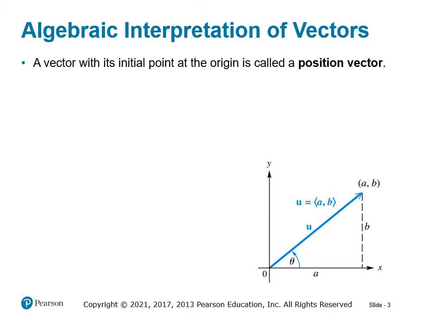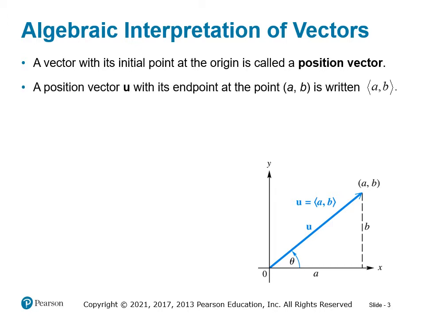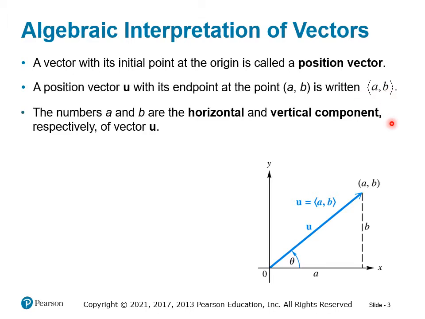A vector with its initial position at the origin is called a position vector. And here you can see vector u. A position vector with its endpoint at the point x equals a and y equals b, which you can see here, is written as vector AB. And you can see here instead of parentheses we have these basically parentheses that look slightly like arrows. Okay, so we can write this as vector AB using these special pointed parentheses.